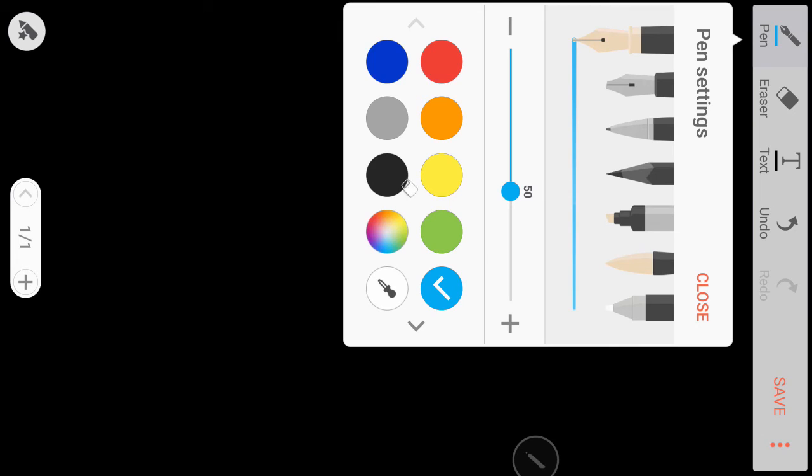All right, moving on to number 8. Let's pick a different color here for fun. Green is our winner. And I'm going to make the writing a little bit thinner. Let's see how that goes.